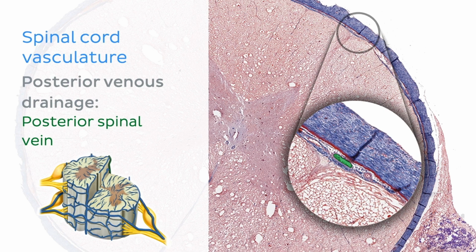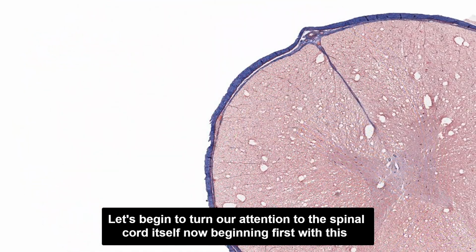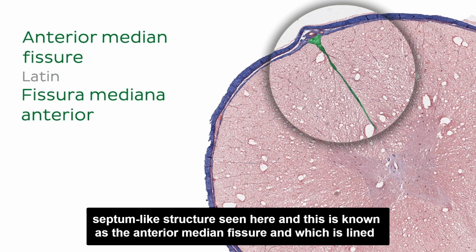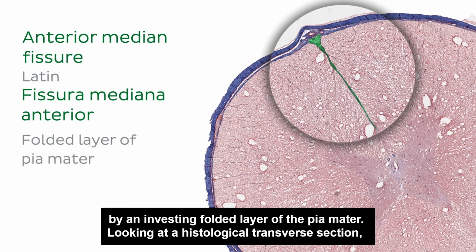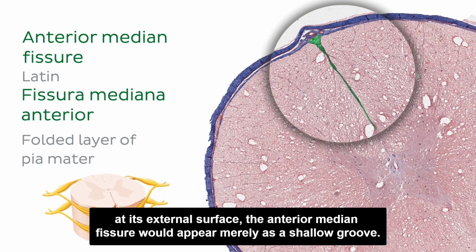Let's begin to turn our attention to the spinal cord itself now, beginning first with this septum-like structure seen here. This is known as the anterior median fissure, and it is lined by an investing folded layer of the pia mater. Looking at a histological transverse section, you can see how deeply the fissure penetrates into the spinal cord. Whereas if you were looking at its external surface, the anterior median fissure would appear merely as a shallow groove.